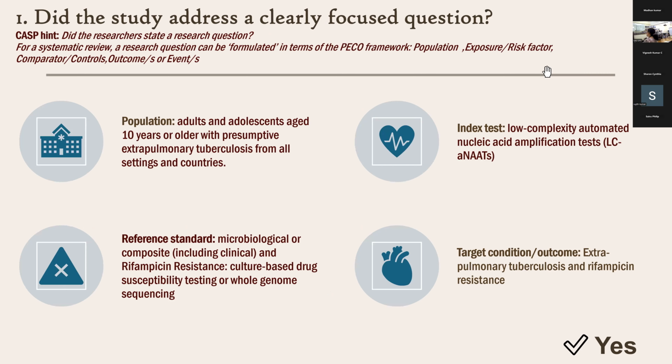So did the study address a clearly focused question? Yes, the population they looked at were adults and adolescents, defined as age 10 or above with a presumed diagnosis of extrapulmonary TB. The index test is a low complexity automated nucleic acid amplification test. I'll come to what that is later. The reference standard was microbiological or a composite outcome, for the extrapulmonary diagnosis. And for rifampicin resistance, the gold standard was a culture-based drug susceptibility test or whole genome sequencing. The target condition is extrapulmonary TB and rifampicin resistance.